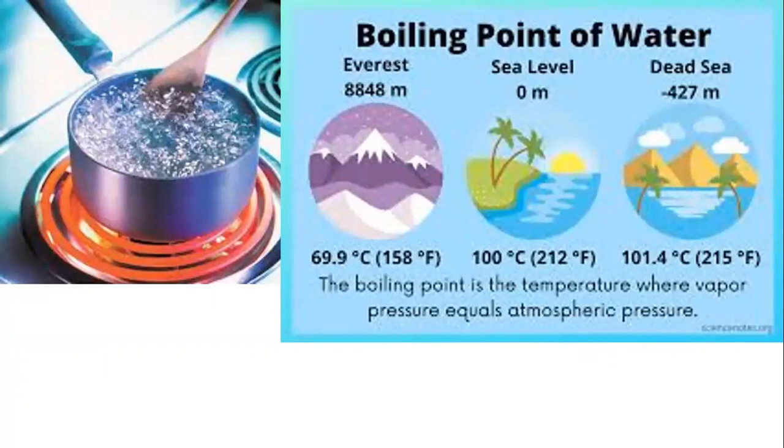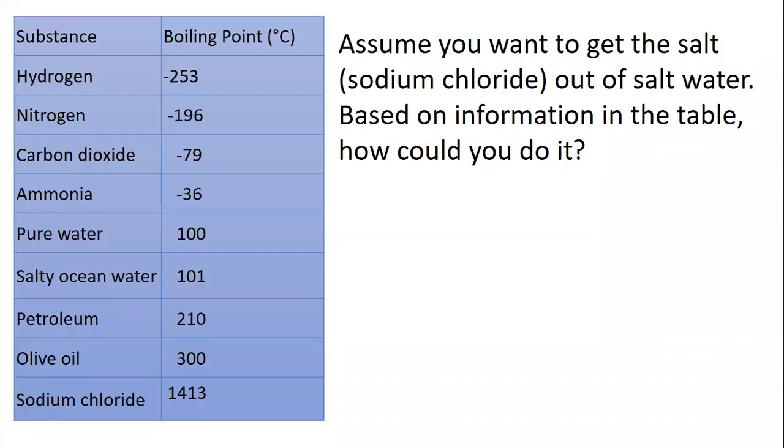The temperature at which a substance boils and changes to a gas is called its boiling point. Boiling point is a physical property of matter. The boiling point of pure water is 100 degrees Celsius. Other substances may have higher or lower boiling points. Several examples are listed on this table. Pure water is included on the table for comparison's sake.